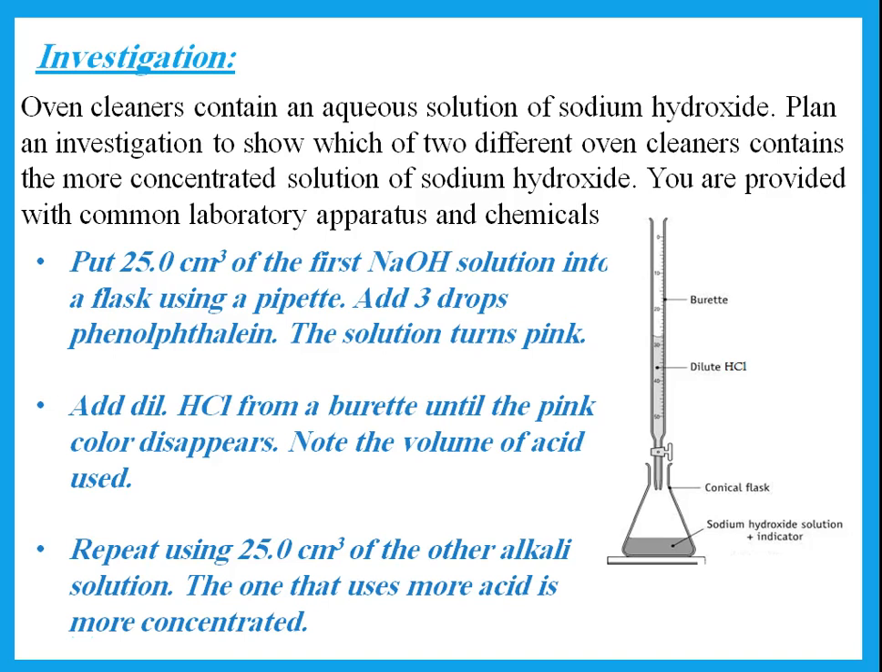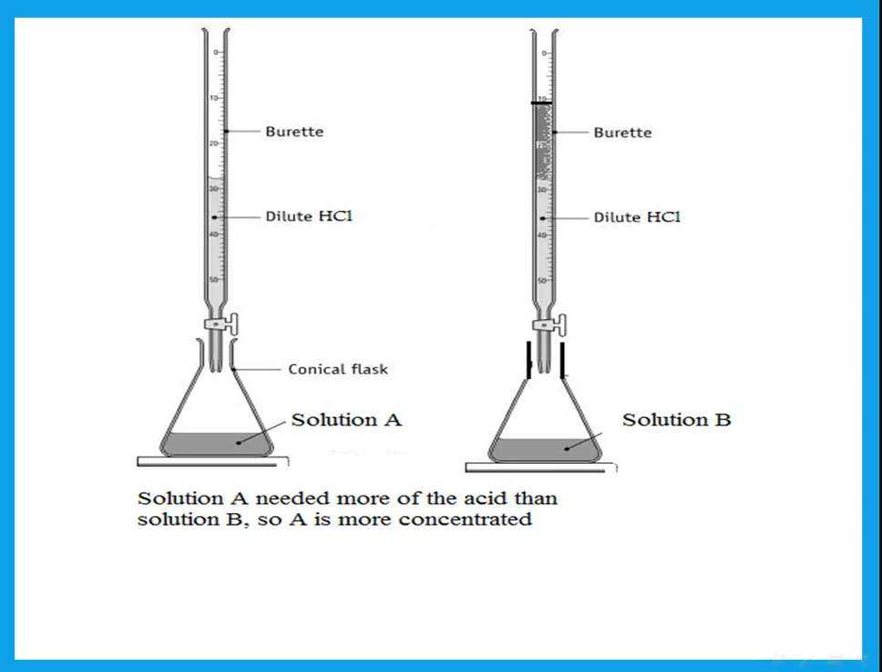First of all, when we explain these experiments, we need to explain them in detail, mention all the apparatus, mention what is the same. What are we keeping the same? For example, here, in order to compare between the 2 oven cleaners, I have to use the same volume of the 2 oven cleaners. So I'm going to use 25 of the first one and 25 of the second one. And everything else is the same. And the only difference is how much acid they will use. Okay?